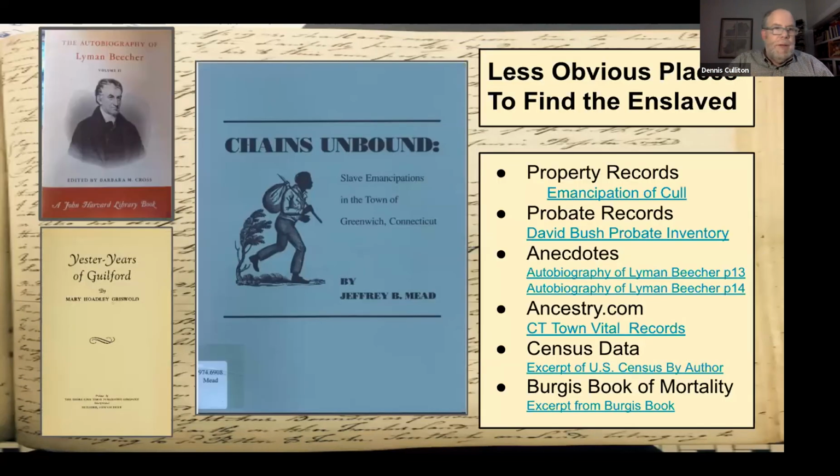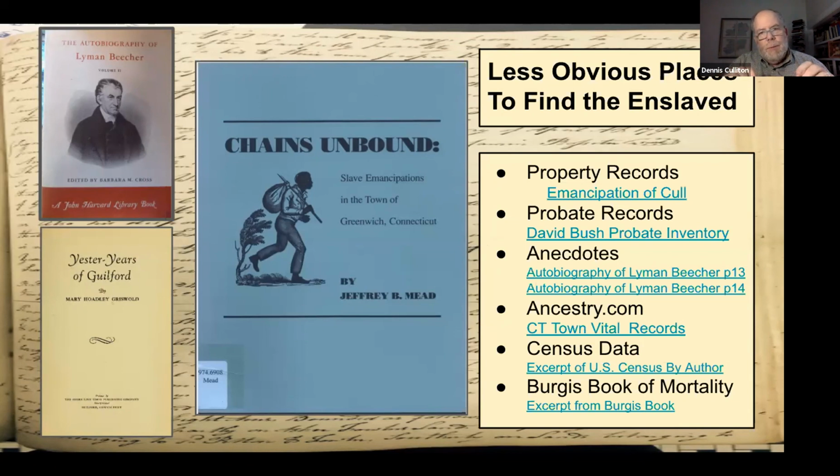So less obvious places to find enslaved people. Well, we can look at things like Chains Unbound. Jeffrey Mead from Greenwich extracted all the manumission or emancipation documents from the property records in the Greenwich Historical Society. You could also find them online. It's a great place to find information, who was holding the enslaved people in captivity, when they were freed.